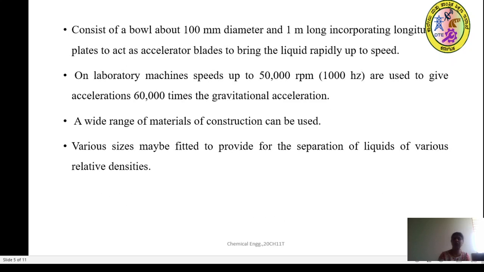So that is the construction part. Various sizes are available, and it usually runs at a speed of 50,000 rpm, is 1 meter long and 100 mm in diameter, and consists of accelerator blades to bring the liquid rapidly up to speed.